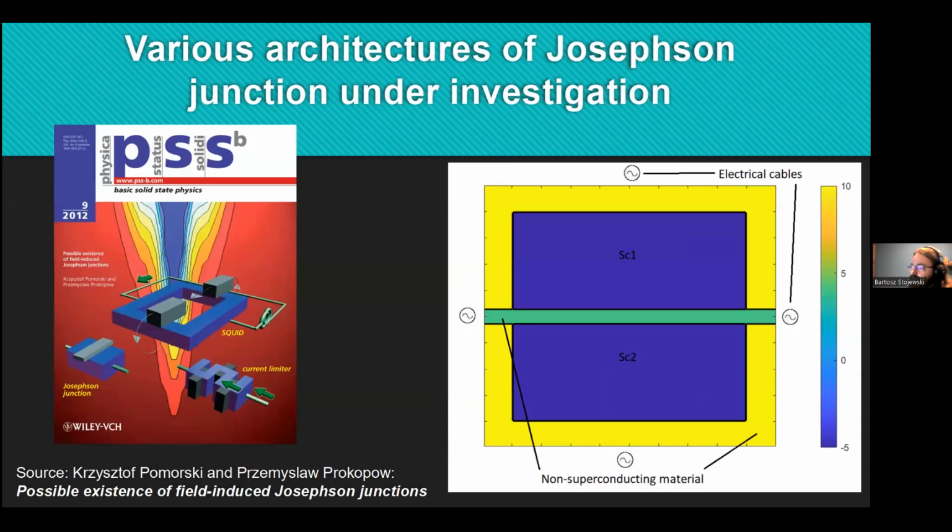One of the structures depicted on the previous slide is a Josephson junction. A Josephson junction is made by sandwiching a thin layer of non-superconducting material between 2 layers of superconducting material. It is represented on the graphics on this slide. Light green is a non-superconducting material, yellow is more non-superconducting material, and dark blue are superconductors.